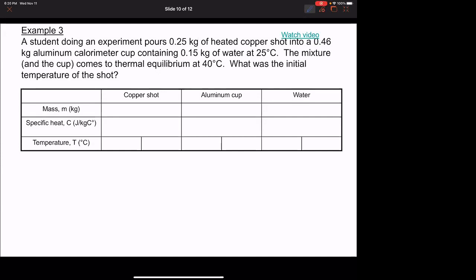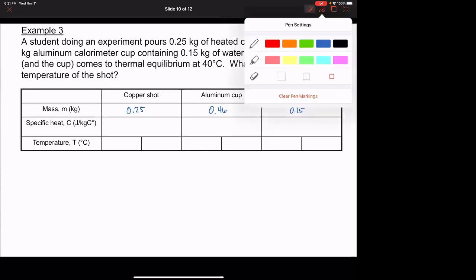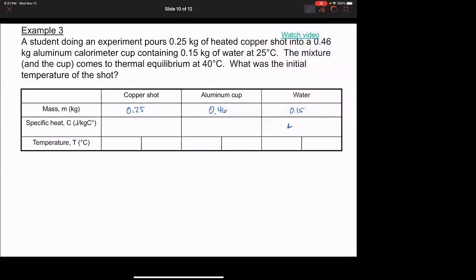A student pours 0.25 kilograms of heated copper shot, so that is 0.25, into a 0.46 aluminum cup, and it contains 0.15 kilograms of water. I don't need to write kilograms in there, I got it in the chart over here on the left, so I don't need to write it every time. We know the specific heat of water is 4186. We'll go back at the end and look up the specific heat of the other two.